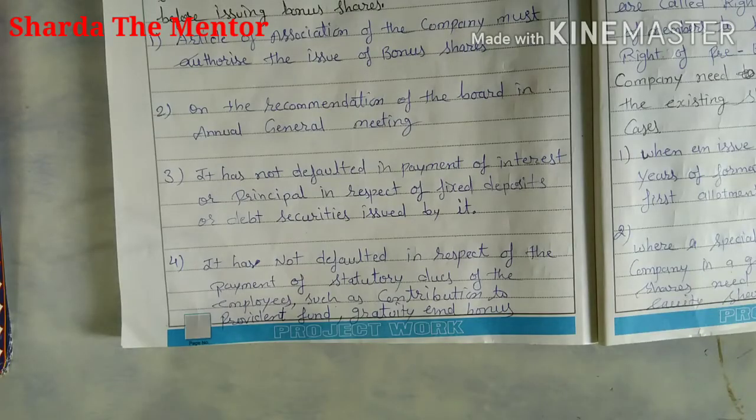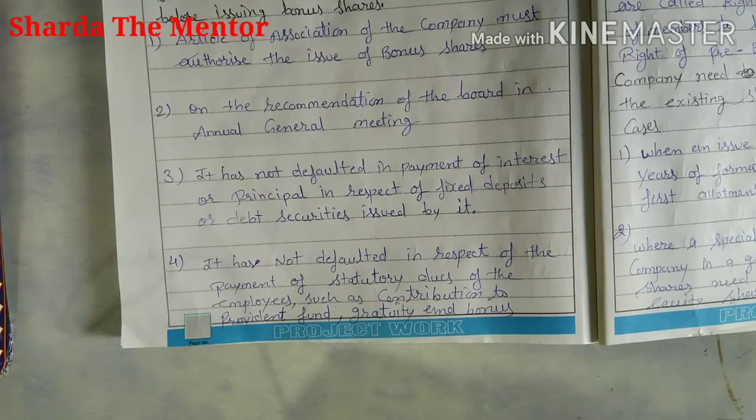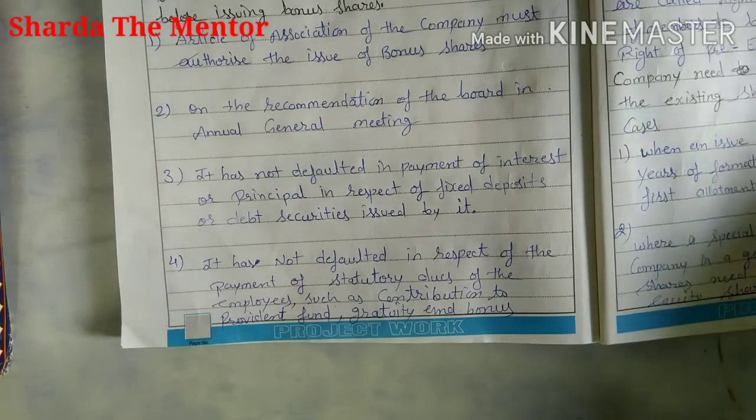Some points that are not mentioned in the copy I am mentioning here. If a reserve is created out of revaluation of fixed assets, that reserve can't be utilized for the purpose of issuing bonus shares. Apart from that, if a company wants to issue bonus shares, they should be issued out of free reserves, like general reserve. That general reserve can be utilized for the purpose of issuing bonus shares. So these are some topics related to bonus shares.